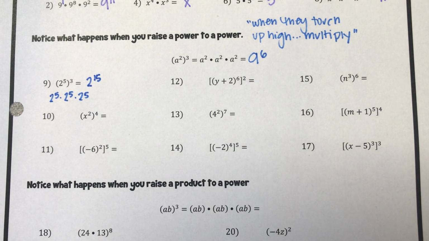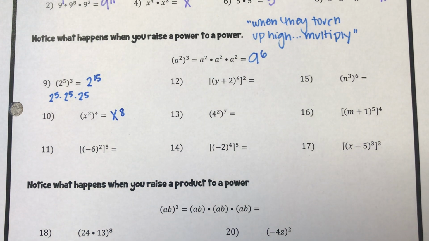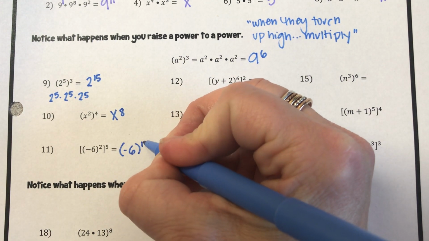Number 10, x to the 2nd to the 4th. 2 times 4 is 8. So x to the 8th. On the next one, the base is negative 6 to the 2nd to the 5th. So 2 times 5 is 10.